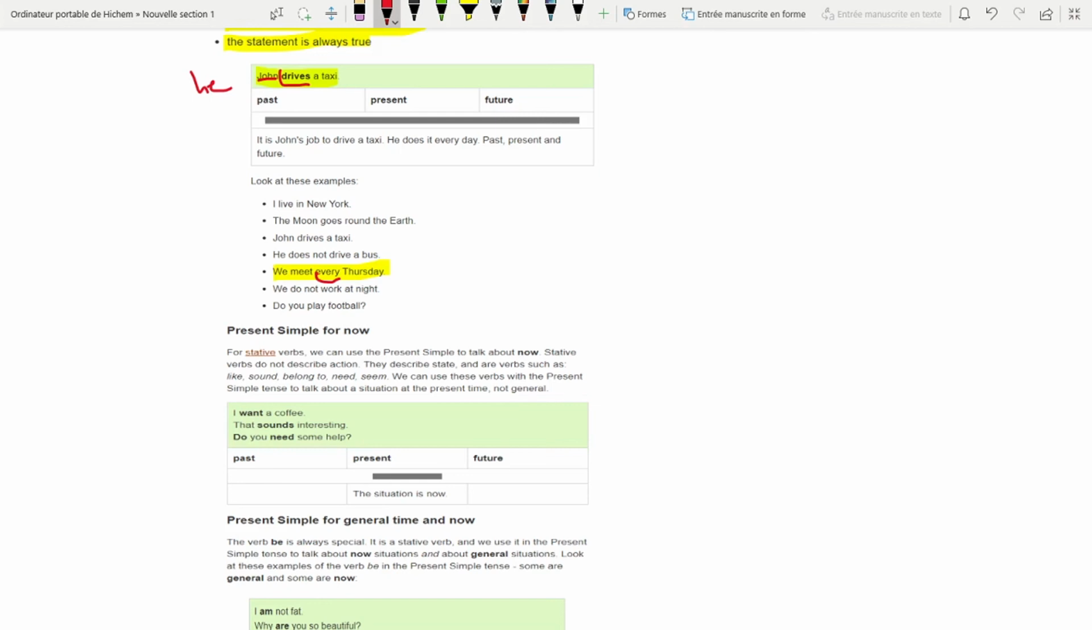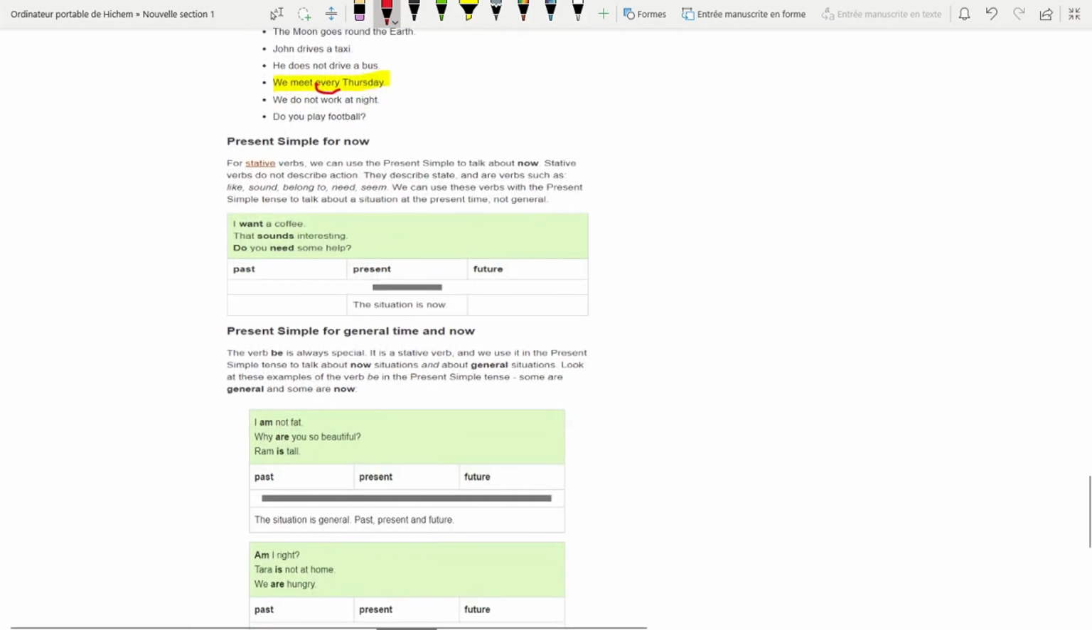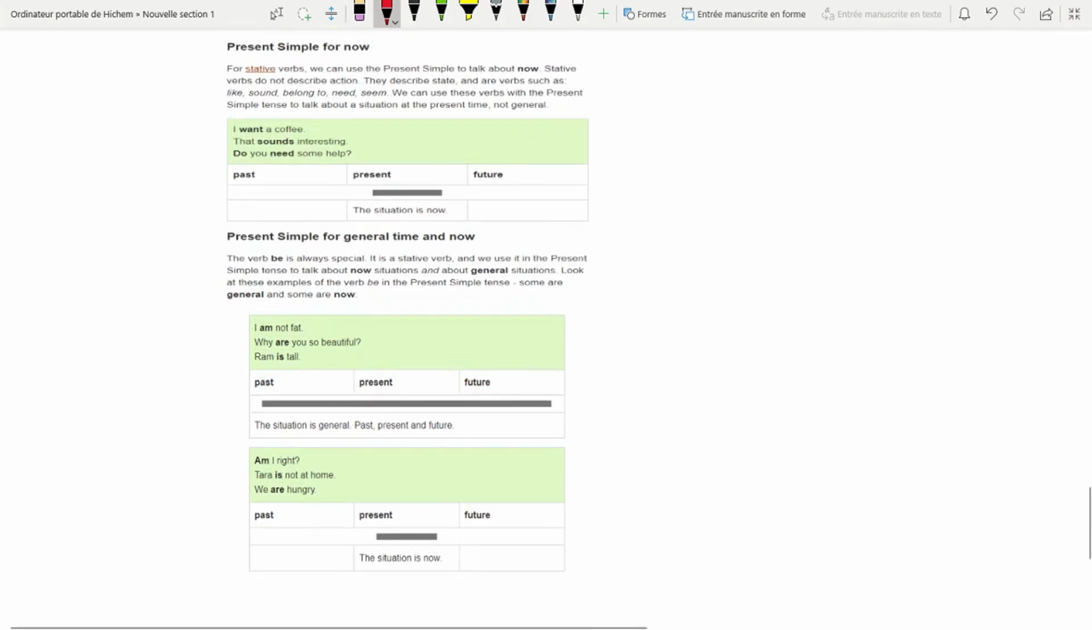That sounds interesting. This something that we're speaking about, it sounds interesting now, but there is nothing that will assure us that it will sound interesting tomorrow. This is the idea. Then we have present simple for general time and now. Both. The verb be is always special. It is a stative verb, and we use it in the present simple tense to talk about now situations and about general situations. Let's look at the examples of the verb be in the present simple tense. Some are general and some are now.